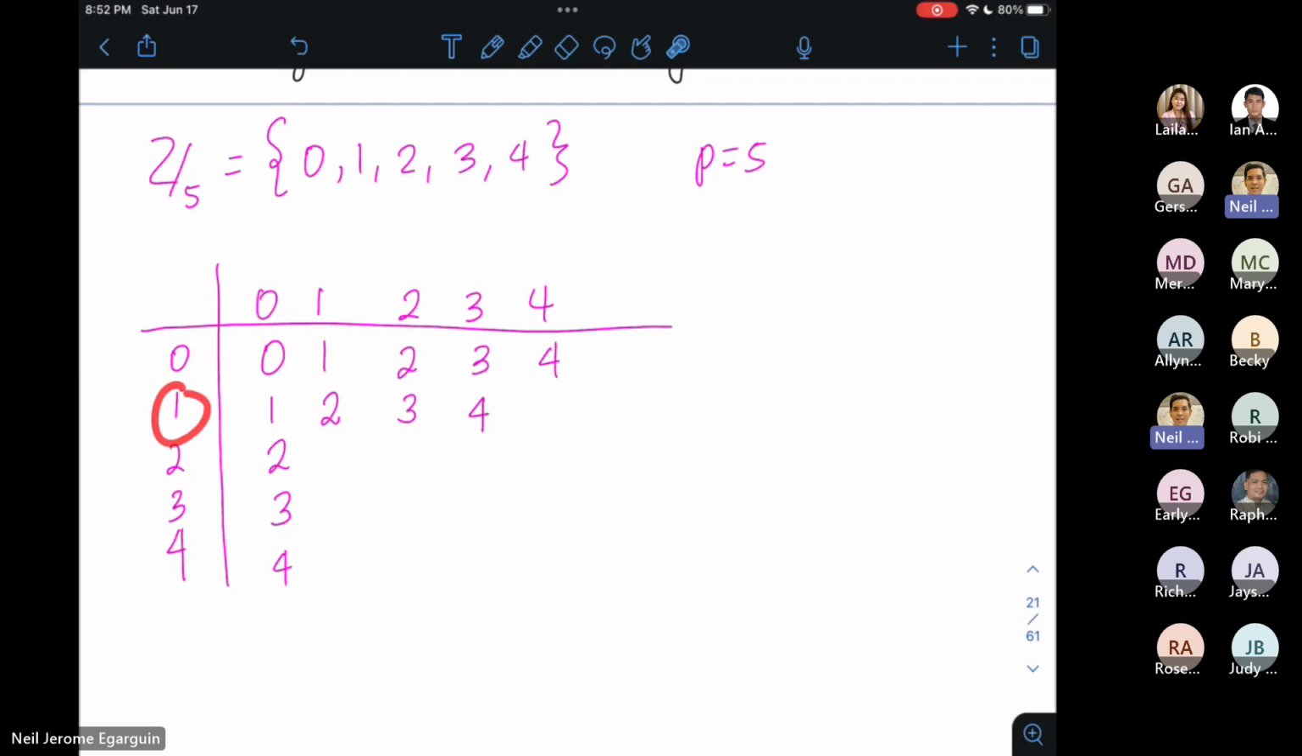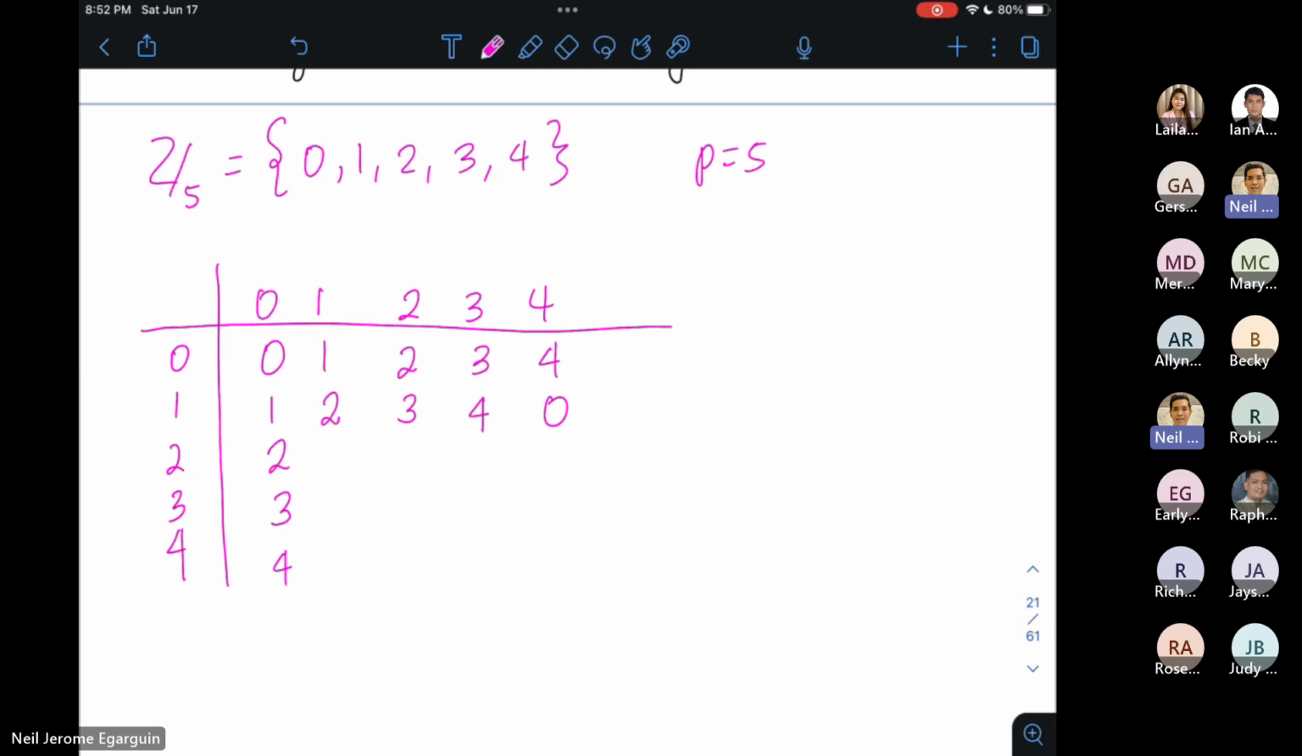Pero dito na, 1 plus 4 sa totoong buhay ay 5. Alright? The answer is 5. Pero 5 divided by 5 ay 0, remainder 0. So ang 1 plus 4 sa Z5 ay 0. Agree? O, si Robin na lang yung nag-guess. Yeah, Jason. Okay. Oh, there you go.